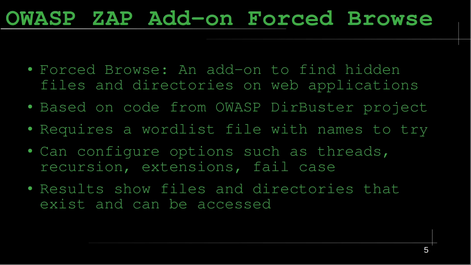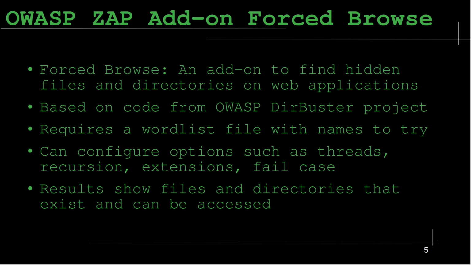Forced Browse works by using a word list, which is a file that contains a lot of common or possible names for files and directories. For example, admin, login, backup, config, etc. Forced Browse takes each name from the word list and appends it to the base URL of the web application. Then it sends a request to that URL and checks for the response. If the response is different from the expected fail case, then it means that the file or directory exists. Forced Browse is based on code from the now retired OWASP DirBuster project, which was a popular tool for content discovery.